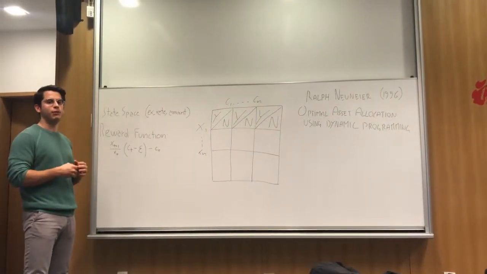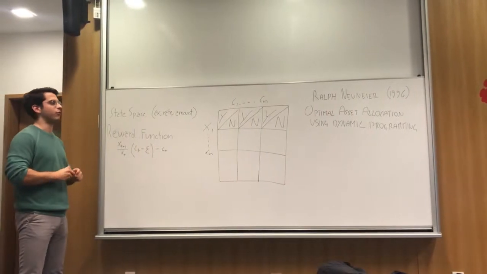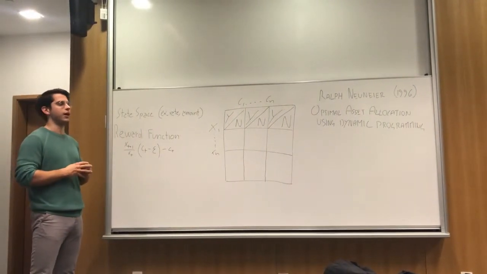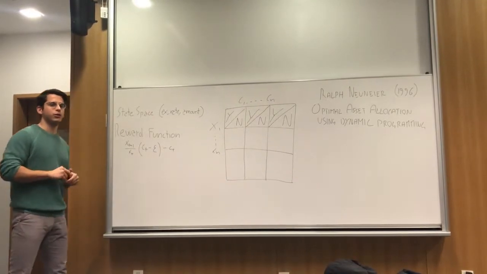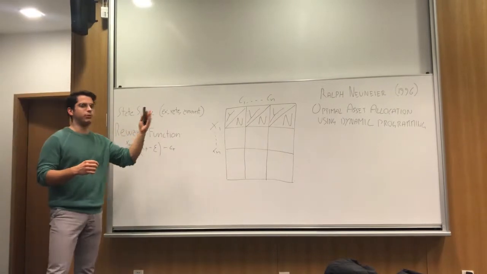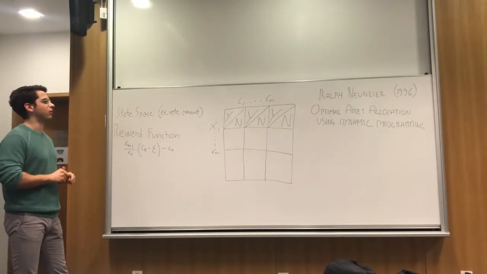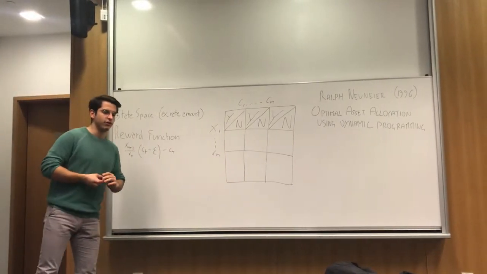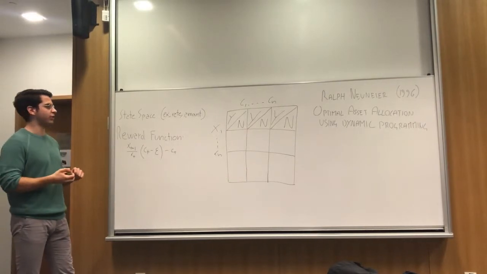Hello, today I'm going to present the project that me and my group worked on for the Artificial Intelligence for Business course taught at NYU Shanghai in the spring of 2019. Our project stems from the paper written by Ralph Neuneier in 1996 called Optimal Asset Allocation using Dynamic Programming. We found the idea in the paper to be very interesting, so we decided to work on this.